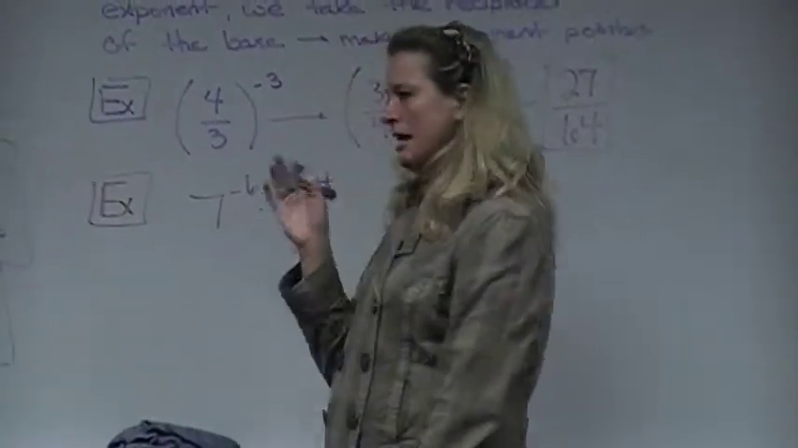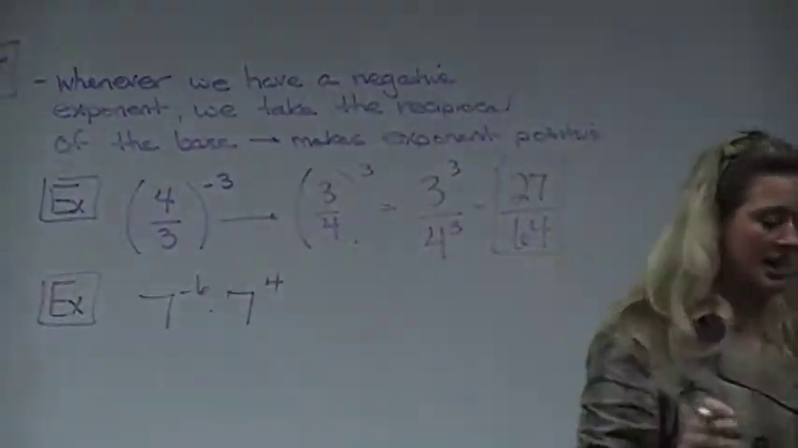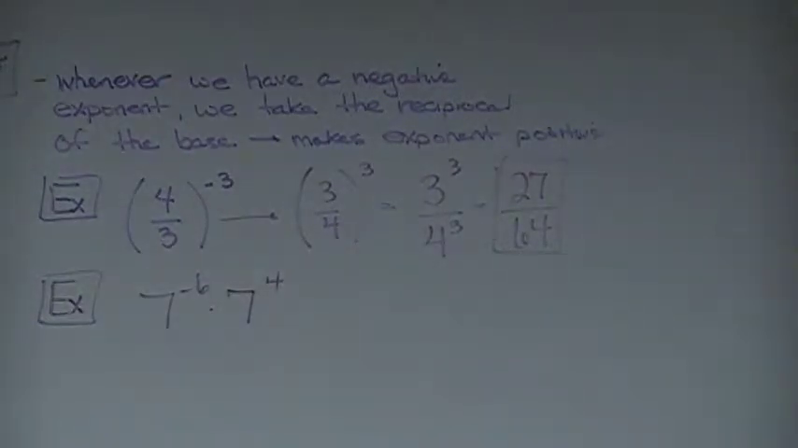7 to the 4th. Tell me how you would do this. There's a couple ways you can attack this. 7 to the negative 6 times 7 to the 4th. Stephen, how would you do this one?